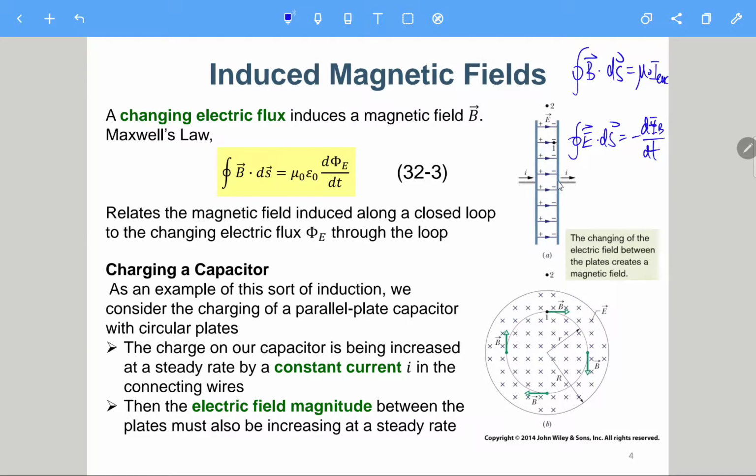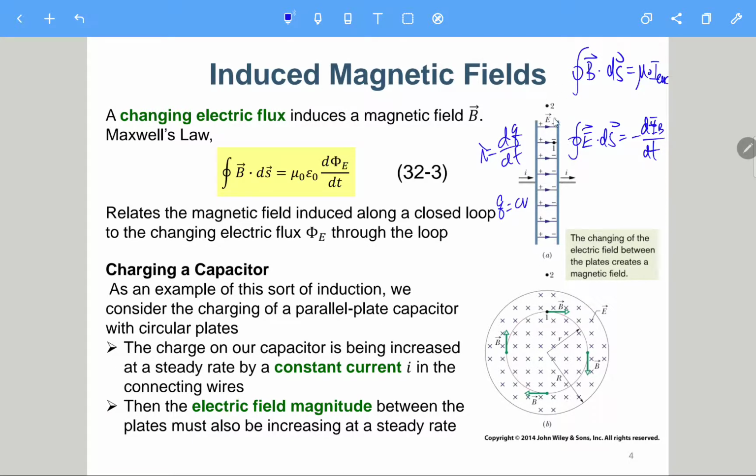So suppose we have a capacitor, and some current is charging this capacitor. In this case, dQ/dt equals I. As long as I is positive, it means that Q is increasing. Also, we have Q equals CV, which means that as long as Q is increasing, the voltage difference, or the potential difference between the parallel plates, is also changing.